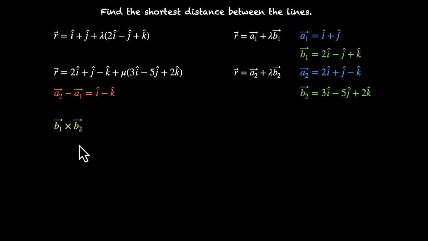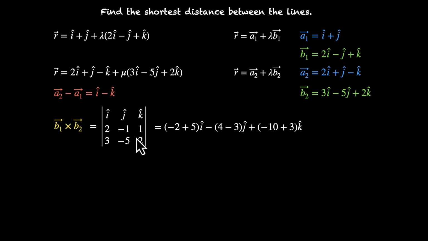Now let's find b1 cross b2 vector. So let's take the cross product of these two. We'll get the determinant of i j k, 2, minus 1, 1, 3, minus 5 and 2. So let's simplify this. We have i cap times minus 2 plus 5, minus j cap times 4 minus 3, plus k cap times minus 10 plus 3. So this becomes 3i cap minus j cap minus 7k cap. So this is our b1 cross b2.